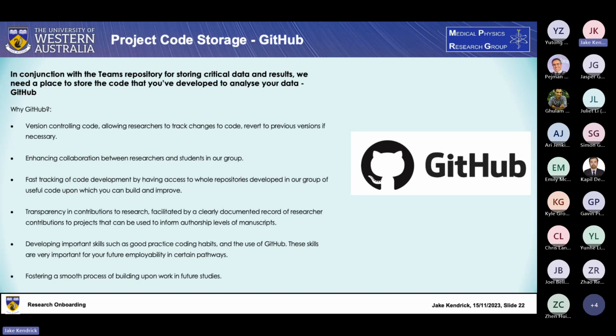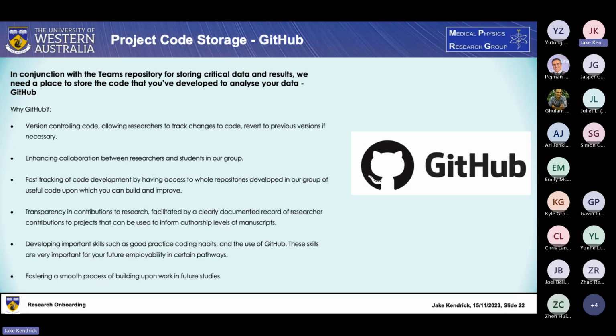So we have our own GitHub organization, UWA Medical Physics Research Group. And within that group, using the GitHub processes, we're going to be able to collaborate much more effectively with each other, specifically when it comes to the development of code. One thing it's also going to do is enable transparency in contributions to research. With GitHub, there's a clearly documented record of which people have contributed which components of code to what repositories. So we know exactly what students have contributed to exactly what projects. So it's very easy to inform, for example, authorship levels of manuscripts when we know exactly what contributions have been made by which students.